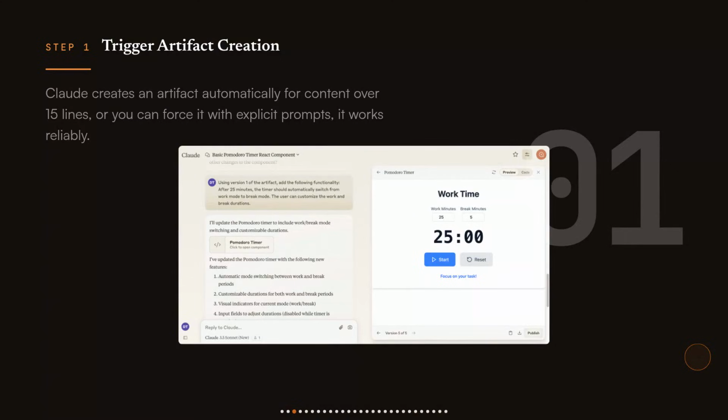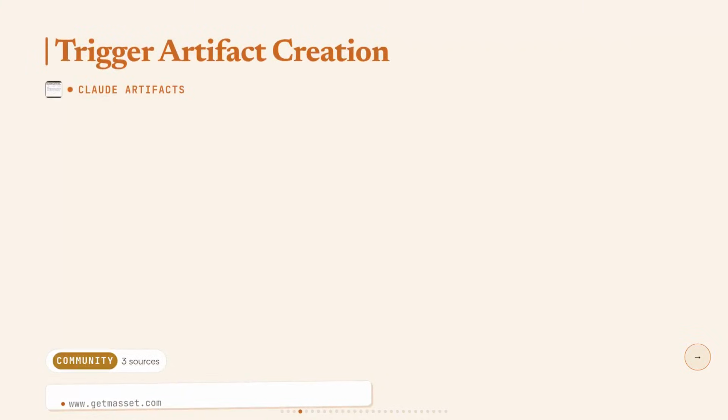Step 1. Trigger artifact creation. A lot of people type a prompt, get a code block in the chat window, and wonder why the artifact panel never opened. There's a hidden threshold at play. Claude only fires the artifact panel automatically when your output hits 15 lines or more, and under that you just get inline text with no panel.